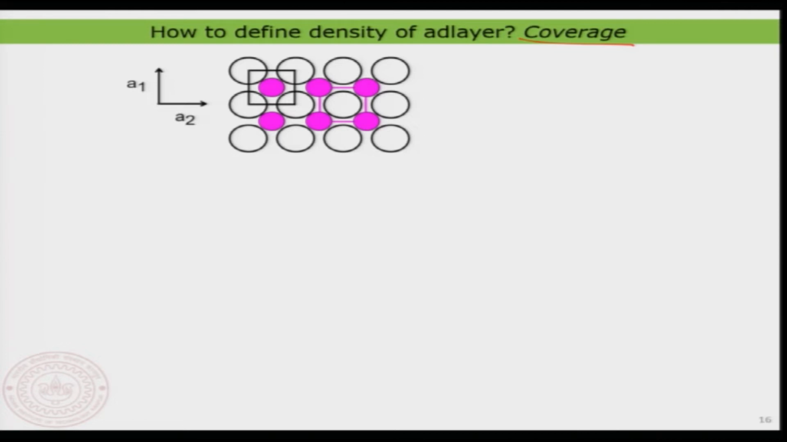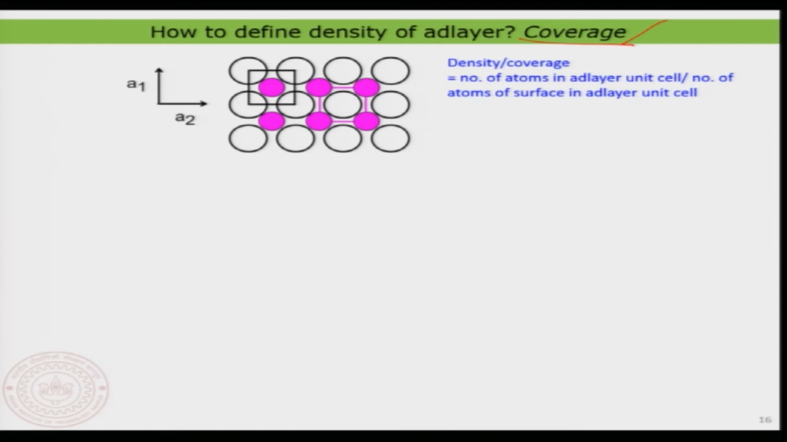Coverage is something that you would use to see how dense the adsorbate atoms are on the surface. You remember we have familiarized ourselves with something called the packing density for the surface atoms density. Similarly, for the density or the concentration of the Adlayer atoms, we want to represent it as something called coverage. How can we define the coverage? Coverage is defined by the number of atoms in the Adlayer unit cell.